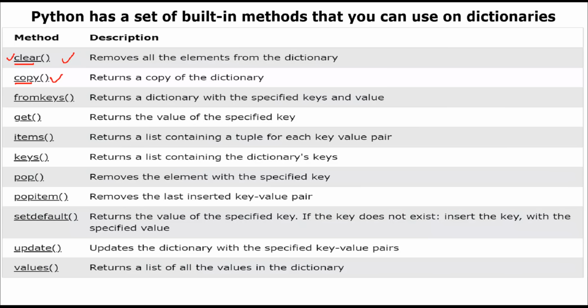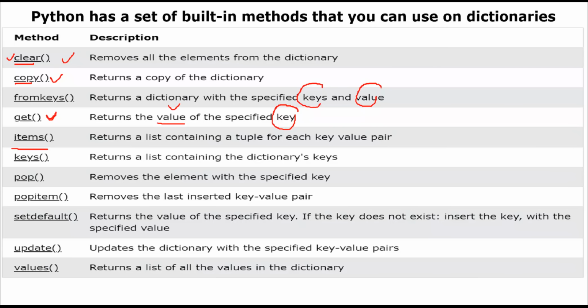fromkeys. fromkeys is a method which returns a dictionary with the specified keys and values. Get: if you want to know a particular value with the help of a specified key, you can use the get method to get the value by using the key.